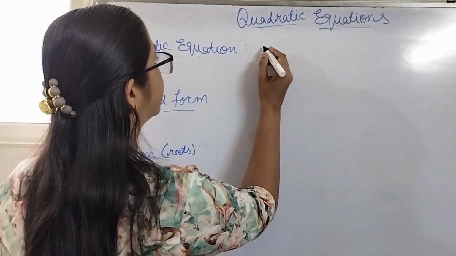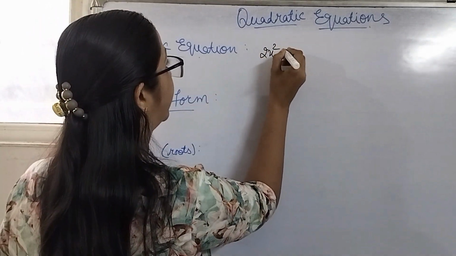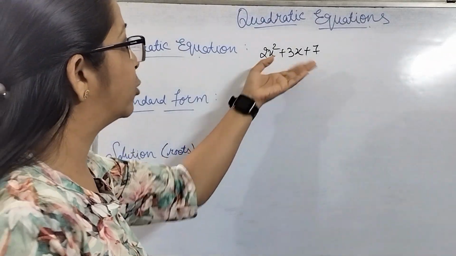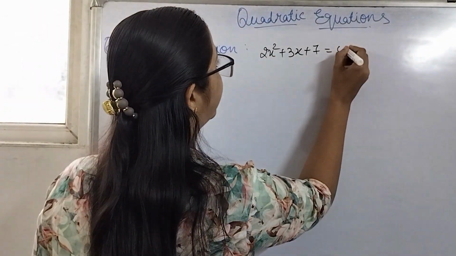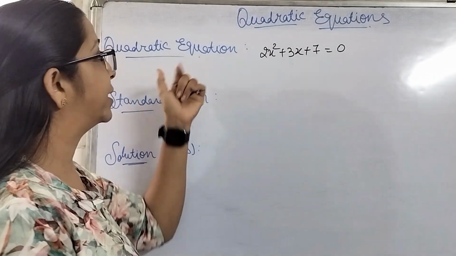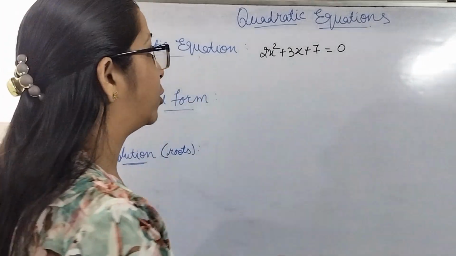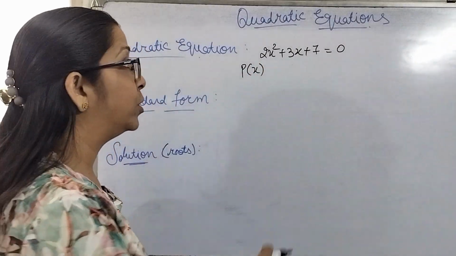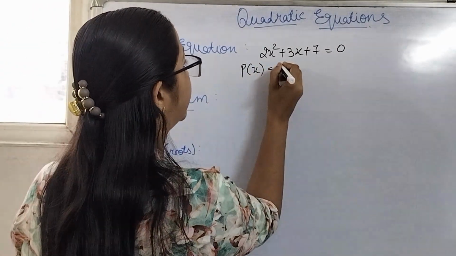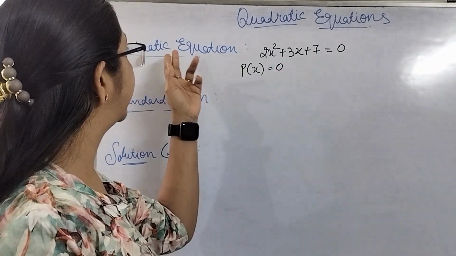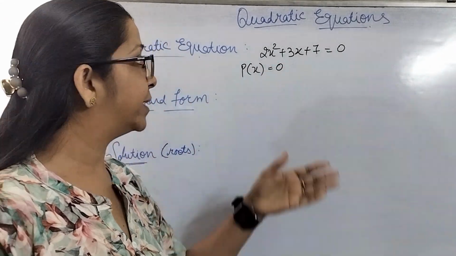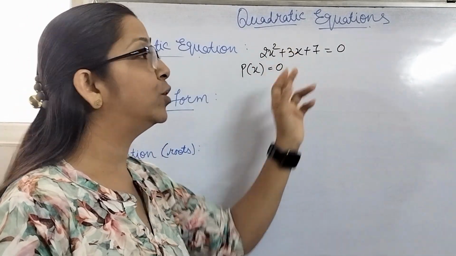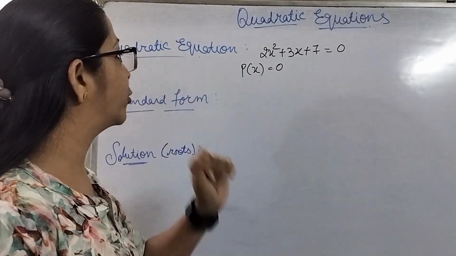Suppose I am saying that 2x square plus 3x plus 7 is a quadratic polynomial. When we equate this quadratic polynomial to 0, it becomes a quadratic equation. So for any polynomial, suppose I take a polynomial p(x) whose degree is 2, if we equate this polynomial to 0, we get a quadratic equation. That simply means any equation with degree 2 is known as a quadratic equation.